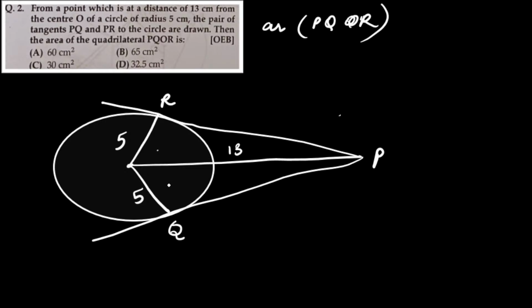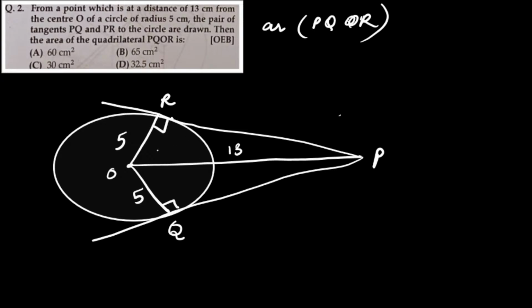How to do it? We can see here two triangles are there. If I write O here, triangle PQO and triangle PRO. So two triangles are there. We can find the area of both triangles and add them. Which property can we use? The property which we have learned. First of all, tangent and radius are perpendicular to each other. So both the triangles are right angled triangles.